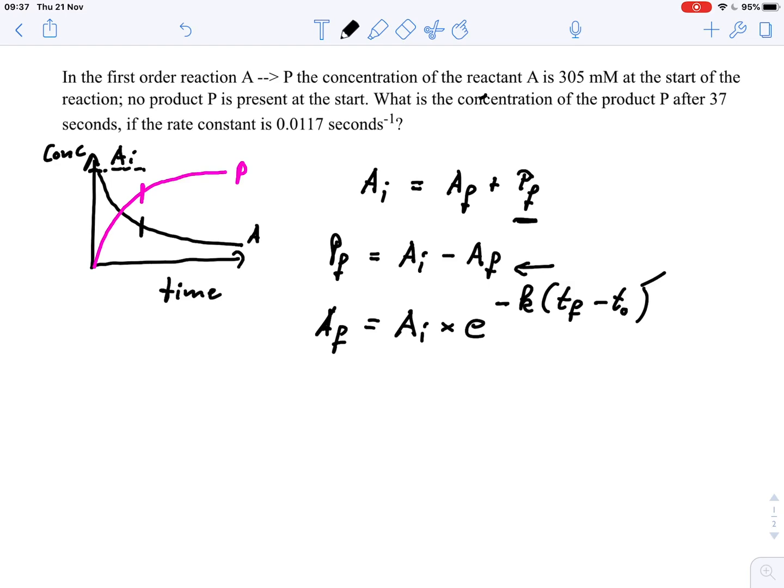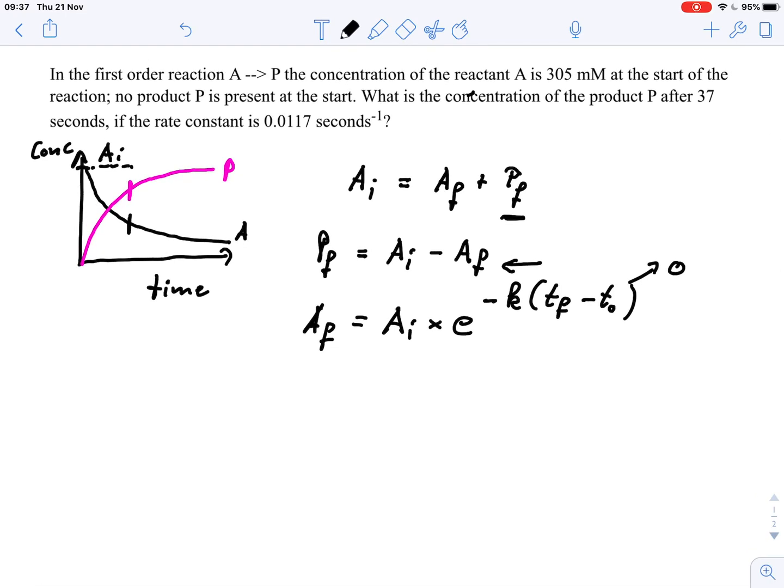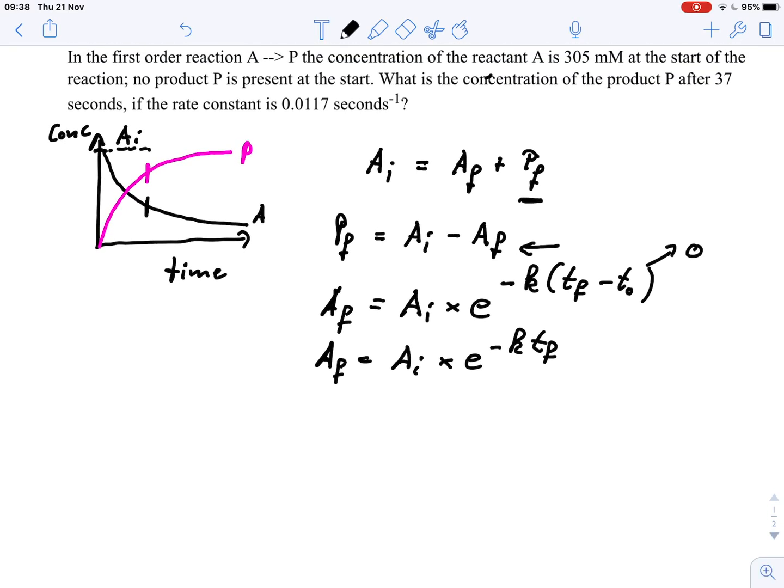Now in our case, t initial would be 0. So we have A final equals A initial times e to the power of minus k times t final, the time that we want to look at. So all we need to do is calculate A final. What have we got left of A after our 37 seconds?